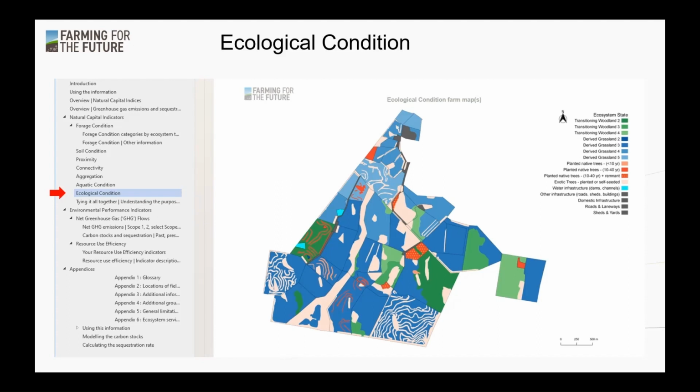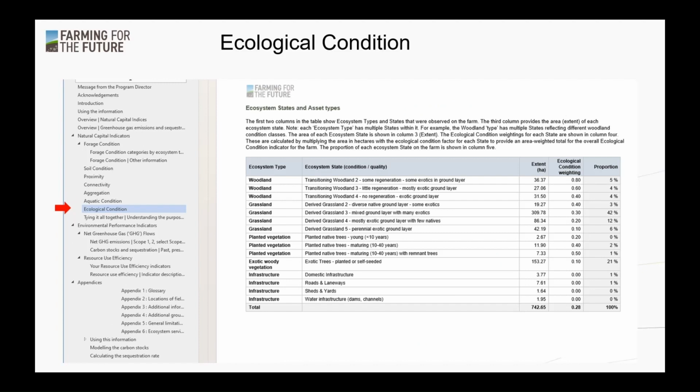And you can see the representation here shows a diversity of those different ecosystem types and states across the landscape. We've also provided this information in tabular form so that you can see a little bit more detail about the different classes or ecosystem states that have been assigned on the farm, and then the extent or number of hectares that meet each of those classifications.